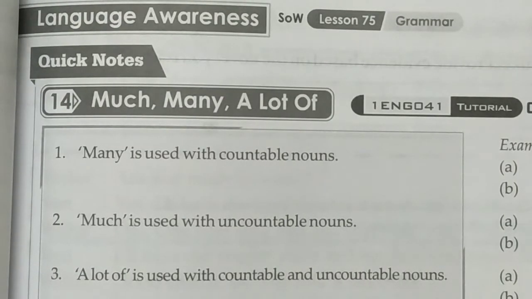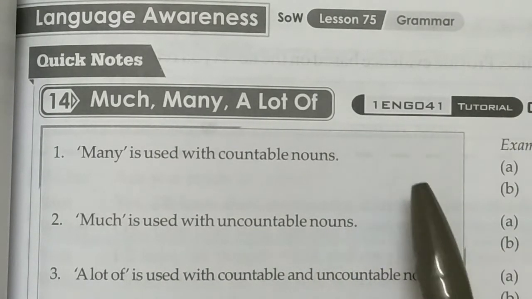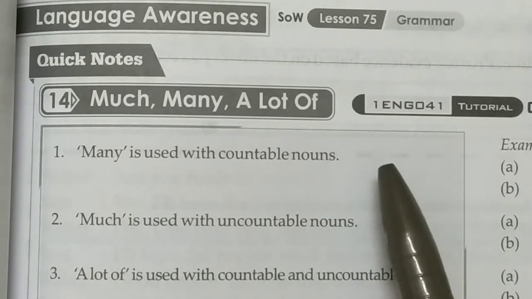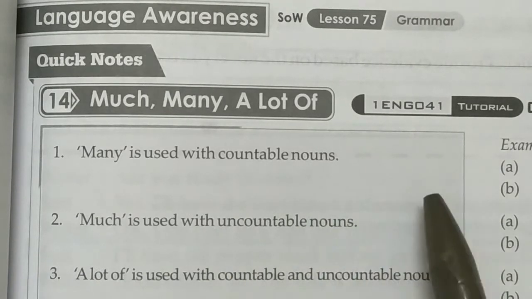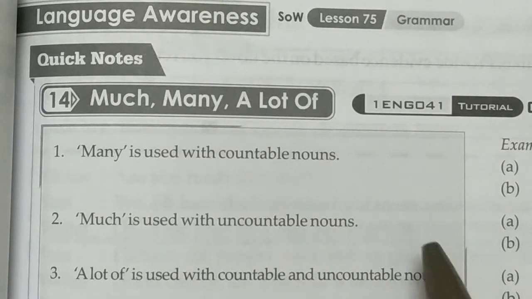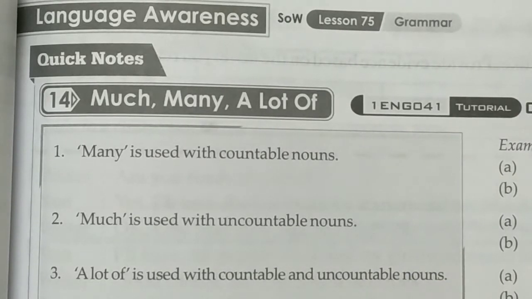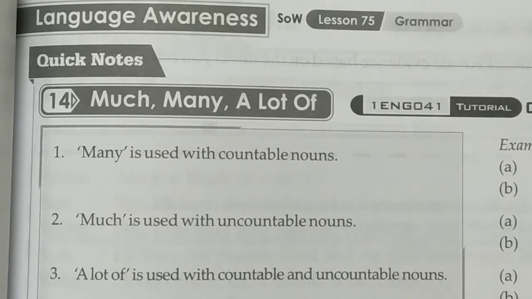On page 73, this is about language awareness. And here's a quick note on much, many, and a lot of. Let's look at one here. Many is used with countable nouns, things that you can count. And 2, much is used with uncountable nouns. And 3, a lot of or lots of is used with countable and uncountable nouns. So we have done this before, so this is just a revision. Now let's look at the examples given.